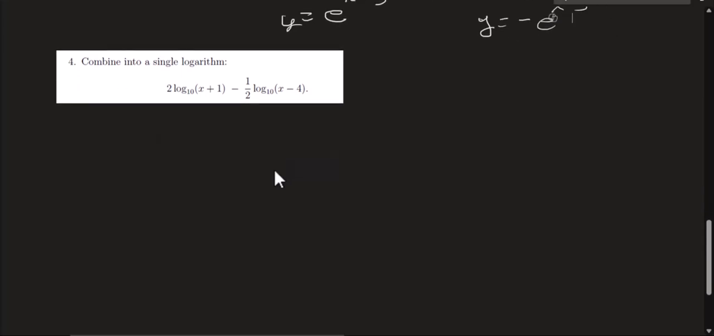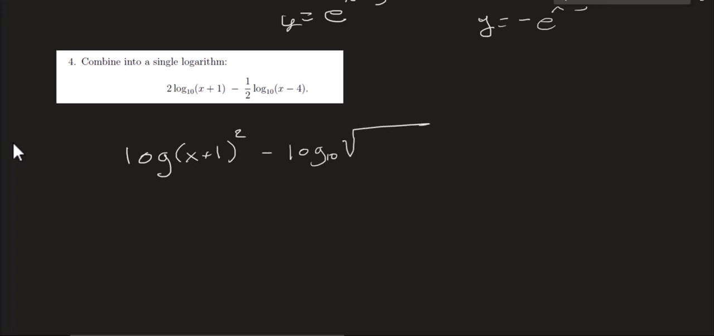Combine into a single logarithm. Okay, well, we know that numbers in front can come up as exponents. So this is log x plus 1 squared. It's a common log, so I'm not going to write the 10 because I'm lazy. Minus log 10, and raising something to the 1/2 is the same as a square root, so x minus 4.